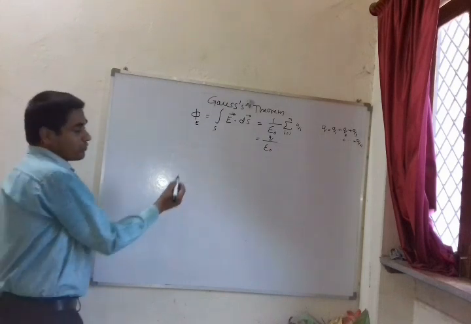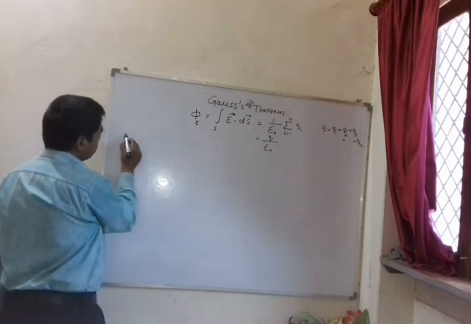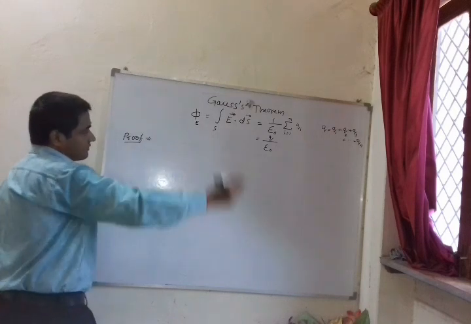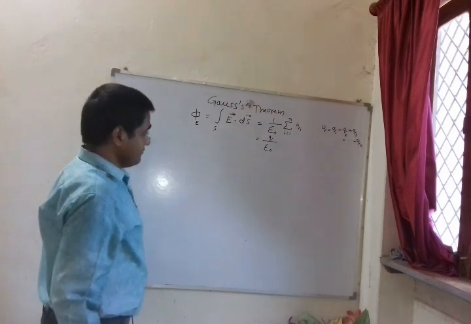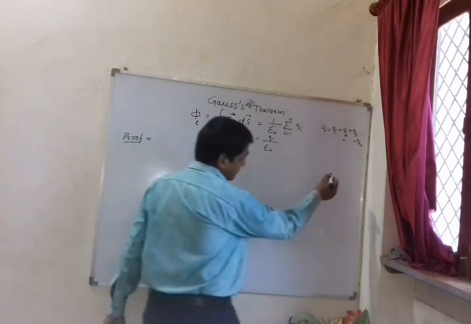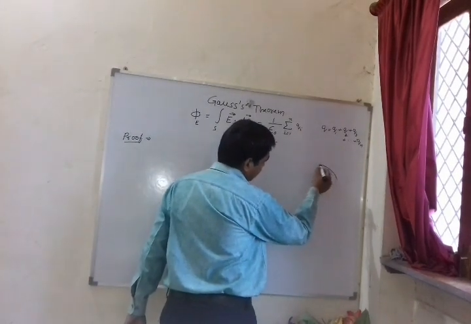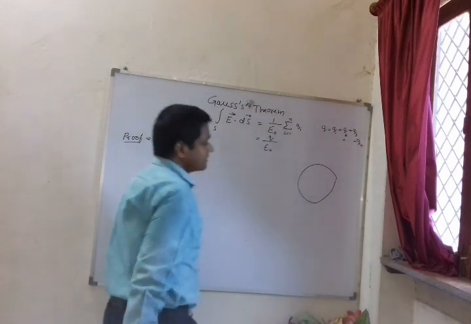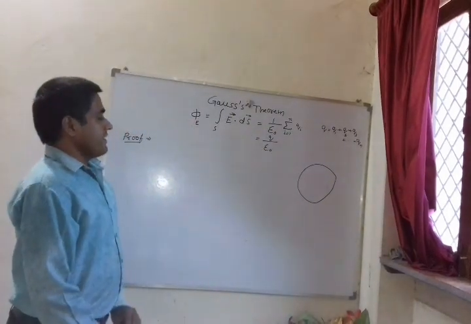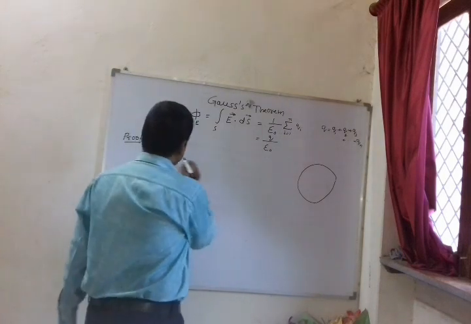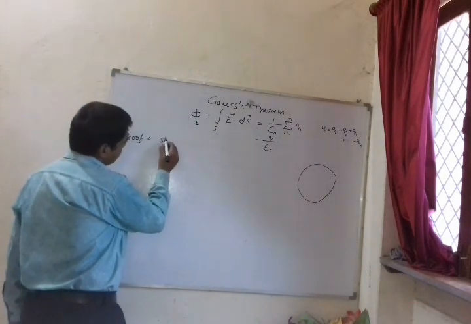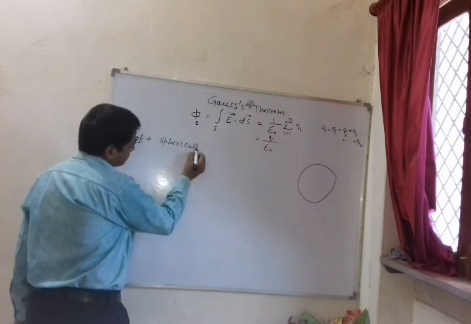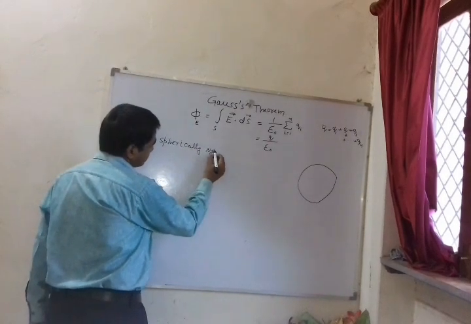Now we will consider the proof of this Gauss theorem. For the proof of this Gauss theorem, we will first assume a spherical surface. This is a sphere, so this is a 3D surface. So we assume a spherically symmetric surface.